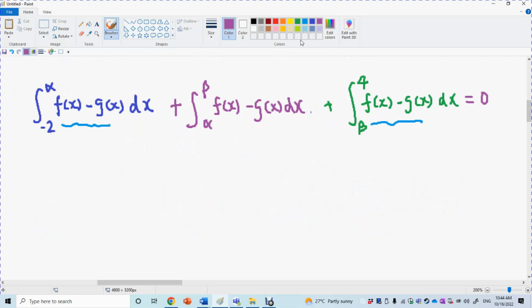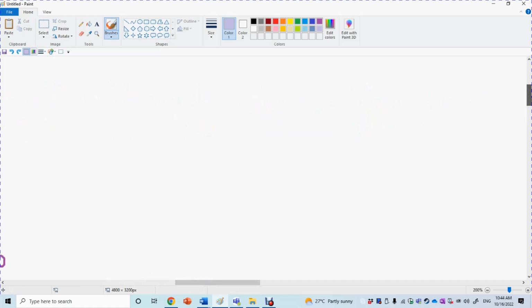So right now you can see from minus 2 to alpha, that alpha is the same as this one, and also there's a beta here. Let me use this color. There's a beta here, and that beta is the same as that one. Okay, so here there's another very nice integration property you can use. If the upper limit of the first one equals the lower limit of the second one, they can be combined together to form one. So the idea here is one of the properties of definite integrals.